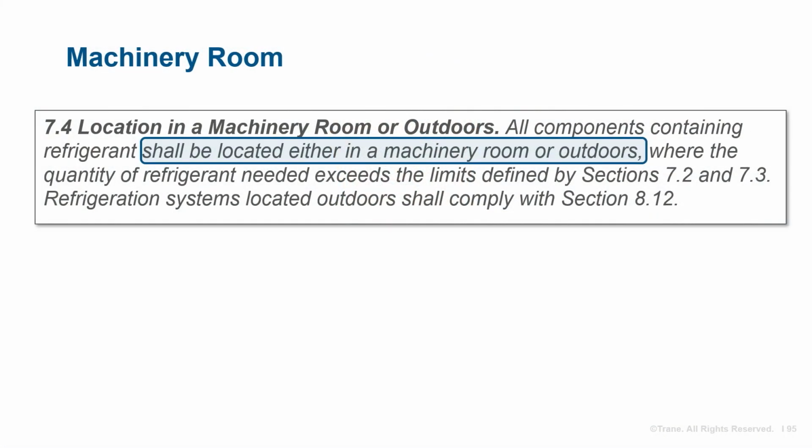For larger refrigeration systems like the water chiller in Chris's example, if the refrigerant charge exceeds the EDVC limit, Section 7.4 requires that all components containing refrigerant must be located either in a machinery room or outdoors. Now, as I mentioned earlier, the term machinery room in Standard 15 is defined as a space that meets specific requirements laid out in Section 8.